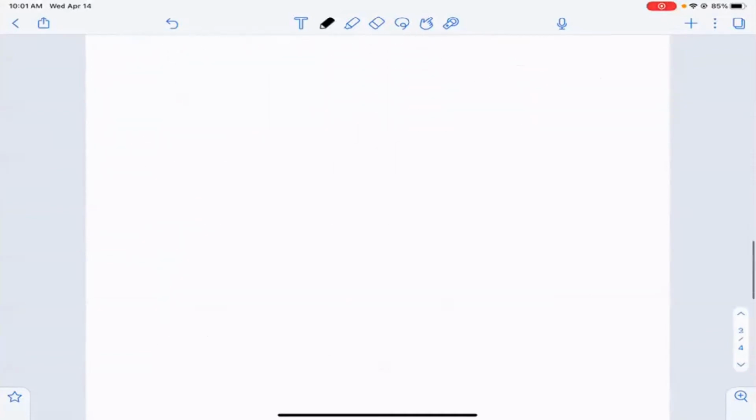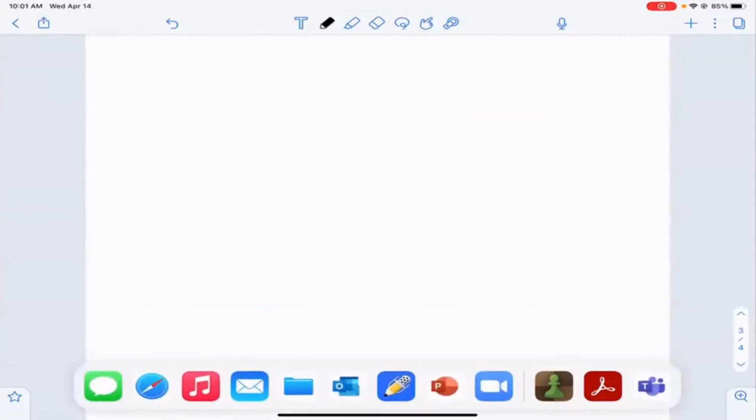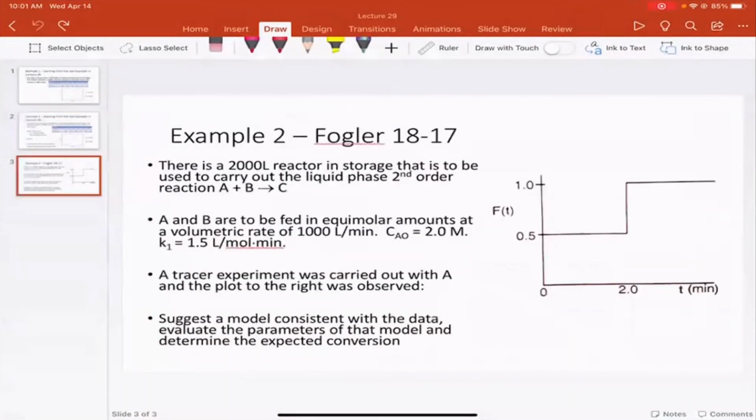Okay, if not, let's do our final example. And here it is. So this is actually a problem in Fogler 5th edition, and it's problem 18-17. And we're given this figure, and we're told that there's a 2,000 liter reactor that needs to be used to carry out the liquid phase second order reaction. A plus B goes to C.